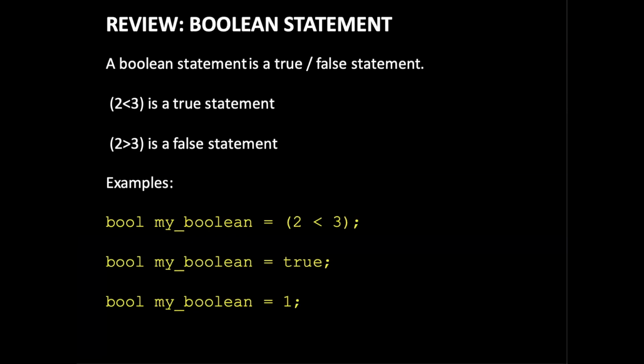This is a review of Boolean statements. When we're talking about Boolean, sometimes we're talking about a Boolean conditional, such as when you have, like this, if 2 less than 3. So this is the Boolean conditional.